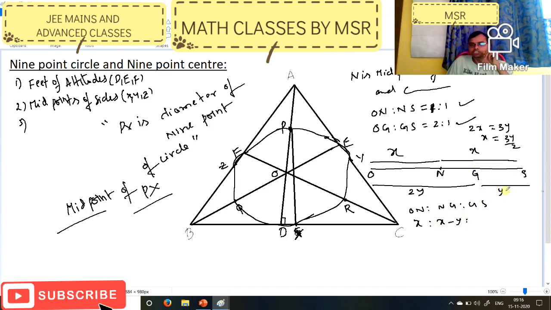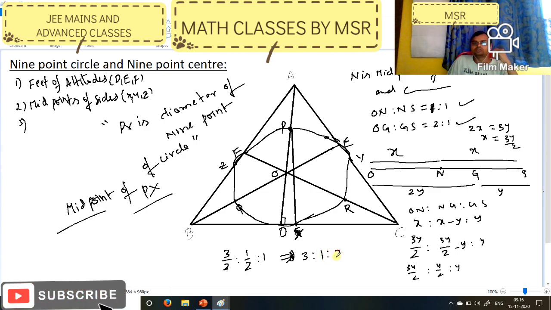Next, GS. GS is y. All converted in terms of one variable, let us say in terms of y. This is 3y by 2 is to 3y by 2 minus y is to y, that is y by 2 is to y. Now throughout, if we cancel y, 3 by 2 is to 1 by 2 is to 1. Throughout multiply with 2, 3 is to 1 is to 2.